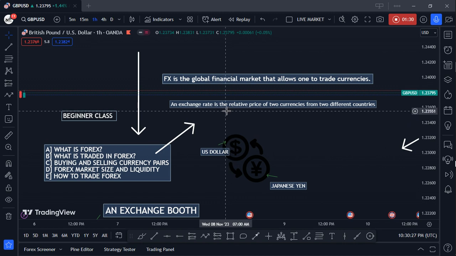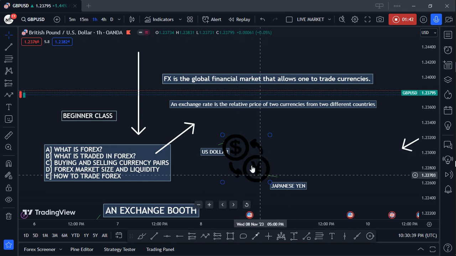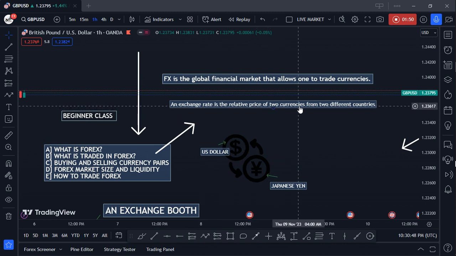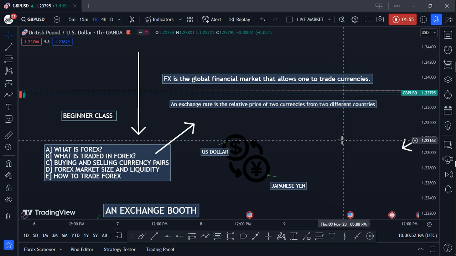An exchange rate is a relative price of two currencies from two different countries. For example, I'll put an example here of USD and Japanese yen. This is the symbol of the United States dollar and the Japanese yen. So what we mean by the exchange rate is a relative price of two currencies for those two countries. You get me?